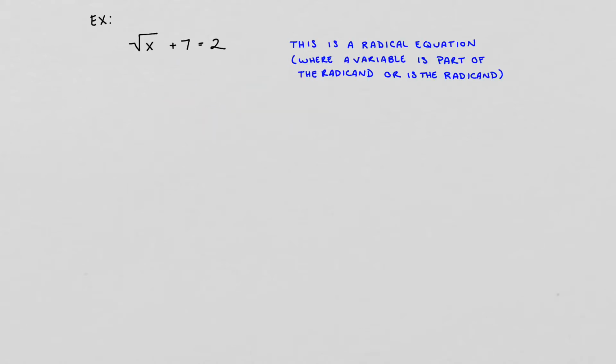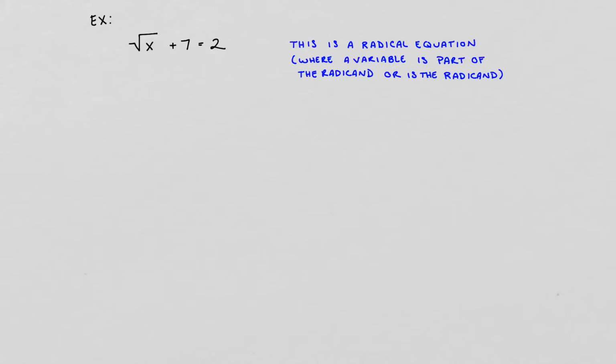Let's go ahead and actually work with a radical equation. As I have noted on the right side of the screen, we are dealing with a radical equation, where we have a variable that is part of the radicand, or in this case, is actually representing the radicand. If we're trying to solve this equation, our first goal would be to get rid of anything outside of the radical sign.